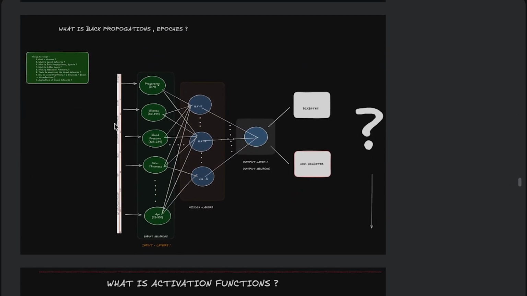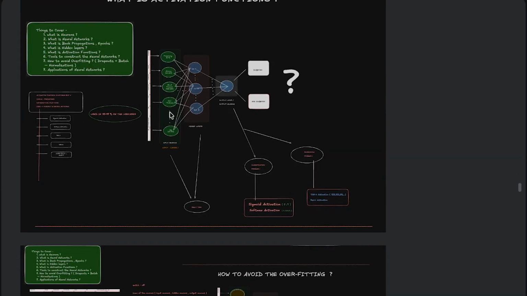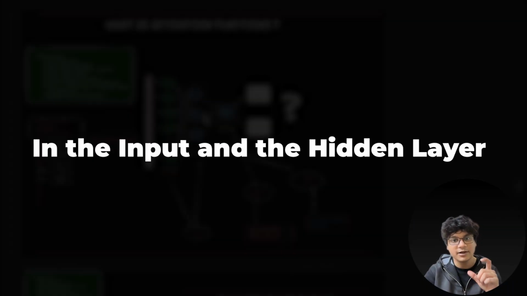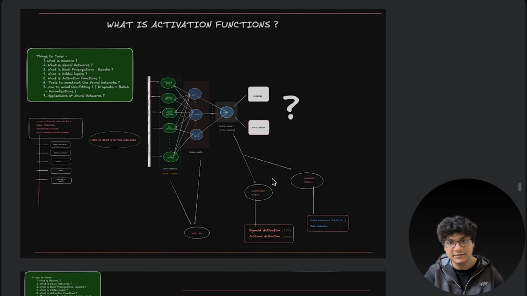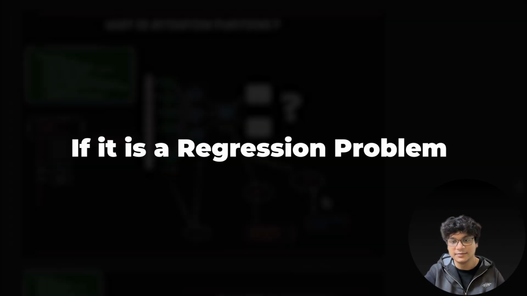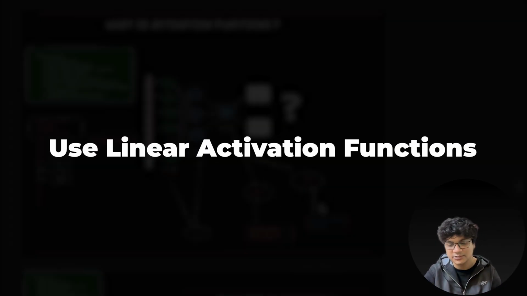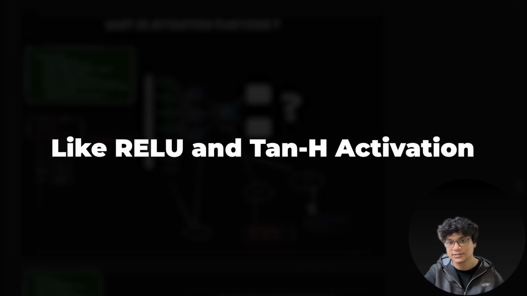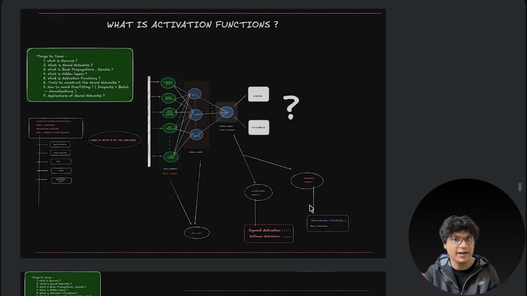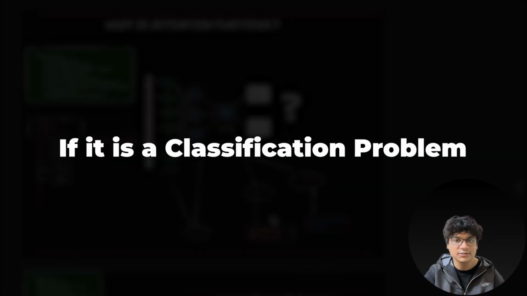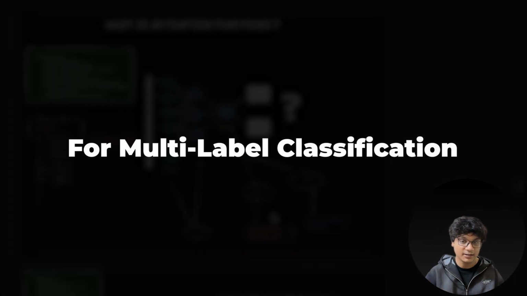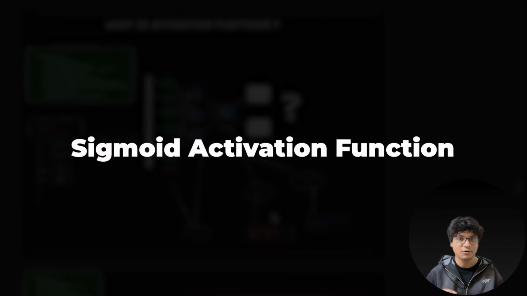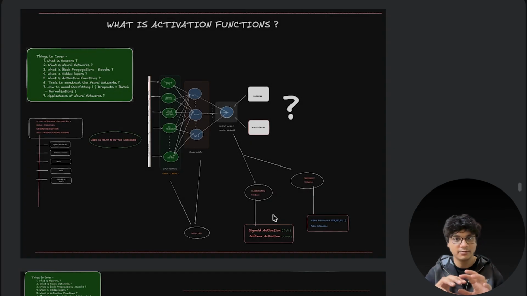I hope you are already aware of these things. These are the activation functions: in the input and hidden layers we use the ReLU activation function, and at the last layer, if it is a regression problem, we use a linear activation function. Other options include ReLU and the TANH activation function. For classification problems, we use the softmax activation function for multi-class classification and the sigmoid activation function for binary classification. I have said this many times in the previous lecture as well.